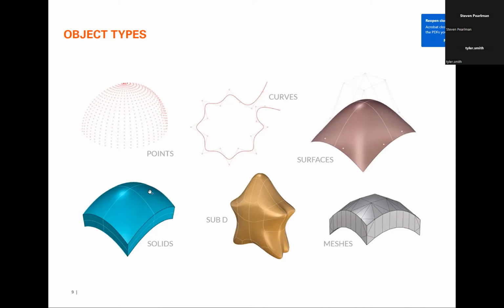The next is solids, which are, you know, extruded surfaces, so they have a volume. They're closed poly surfaces, and when you work with solids, you can easily go to a 3D printer or start to design volumes in the 3D model space.